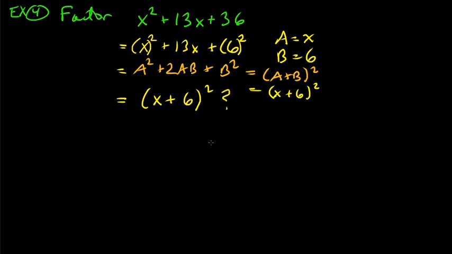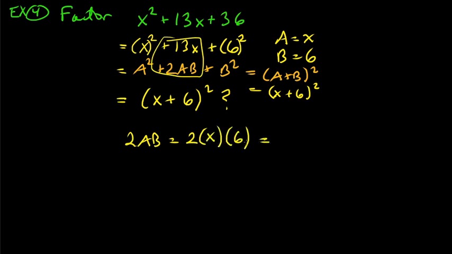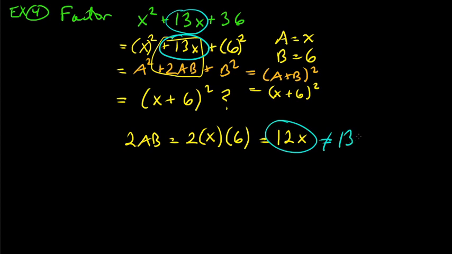Okay, is that right? Well, let's check. Let's do the middle term here. So what's 2 times ab? So 2 times a, remember a is x and b is 6. So 2 times 6 is 12, and 12 times x is 12x. But that's a problem, because that's not the middle term. That's not 13x. So this did not work. This is not the right answer.